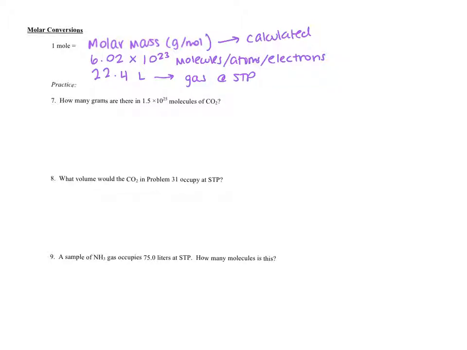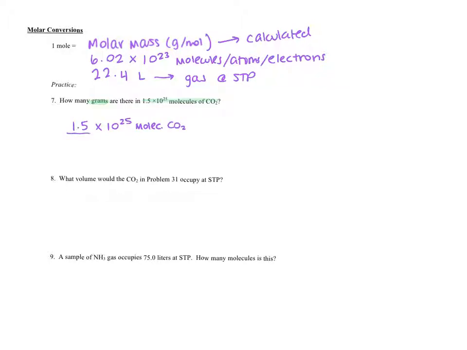The same rules apply as with what we did before. You need to start with what you're given. It would be good to highlight or circle in your problem. So we're just going to go ahead and start with number 7 here. It says how many grams. So what you're looking for is grams are in 1.5 times 10 to the 25th molecules of CO2. So again, just like we did with the unit conversions, you always start with the number that you're given in the problem. So here I have 1.5 times 10 to the 25th molecules of CO2.